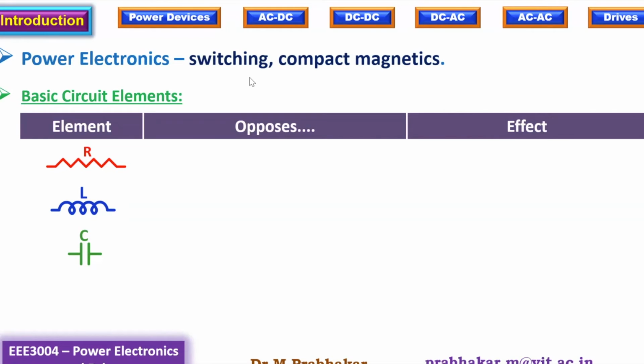So, please remember two things. One is switching. Power electronics is all about switching at high frequencies. Because of this, we will be having compact magnetic structure. Magnetics would mean inductors and transformers. Because we switch at high frequencies, the size of the inductance is going to be reduced, size of the transformer is going to be reduced. So this is what power electronics is all about. It is about switching and having a compact magnetic element: inductor and transformer.